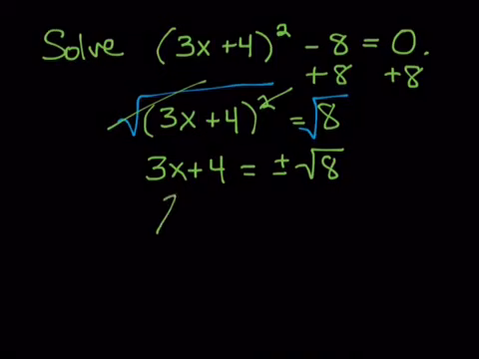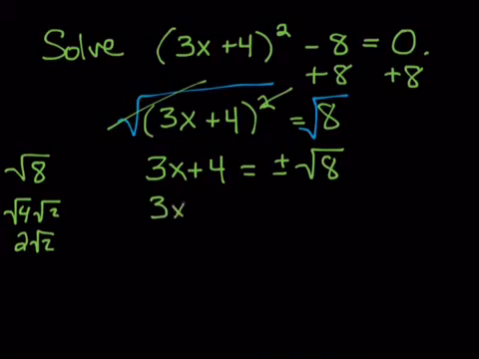Before I jump over and solve for x next, maybe here I'll simplify the square root. You can do this in either order. I know square root of 8 is square root 4 times square root 2, so that's going to be 2 times square root 2. So we've got 3x plus 4 equals plus or minus 2 square root 2.